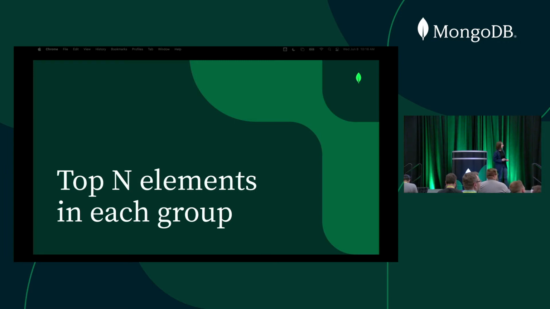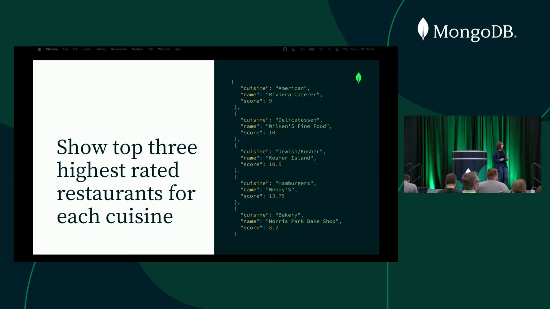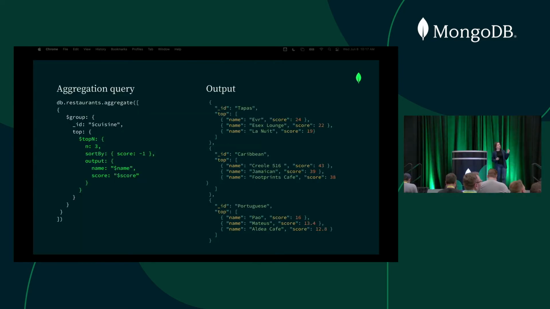The first feature is the ability to get the top N elements in each group. For example, let's say you have a collection of restaurants with a rating. You want to see the top three highest rated restaurants for each cuisine. So we will be grouping by the cuisine field, here you can see it on the right. We will be creating a new field called top, and we will calculate that field using the new accumulator $topN. You need to specify how many items you want to get, let's say in this case three.